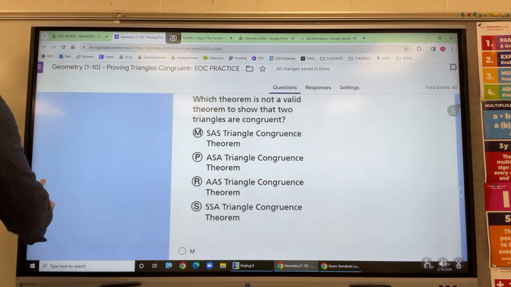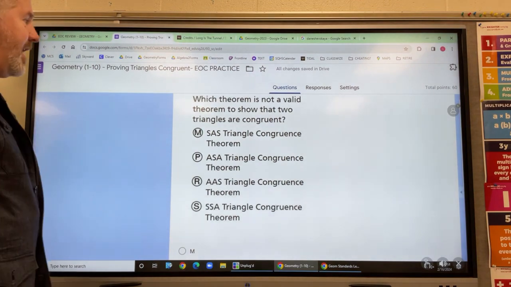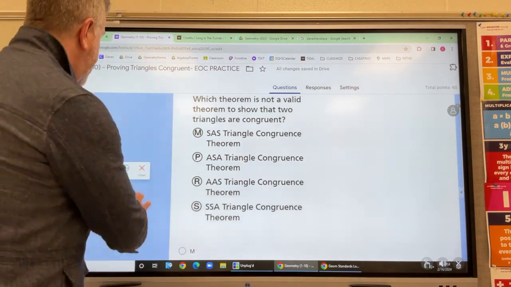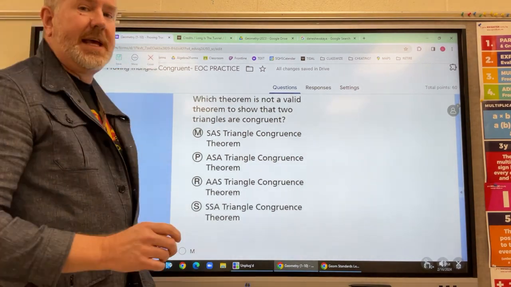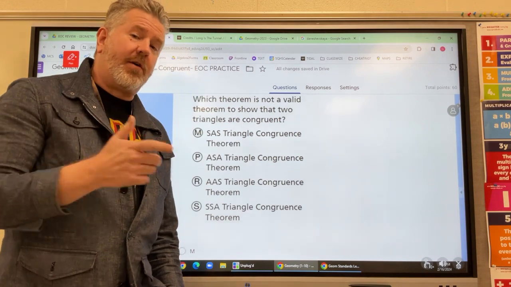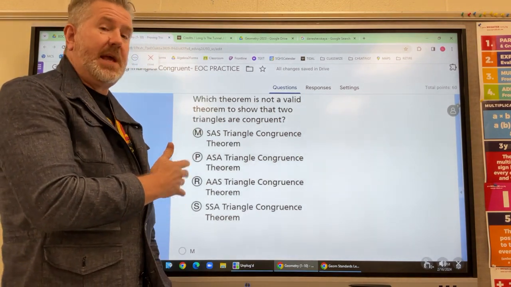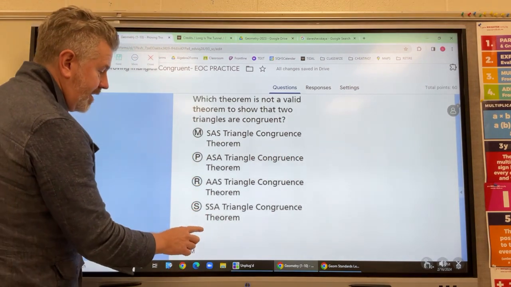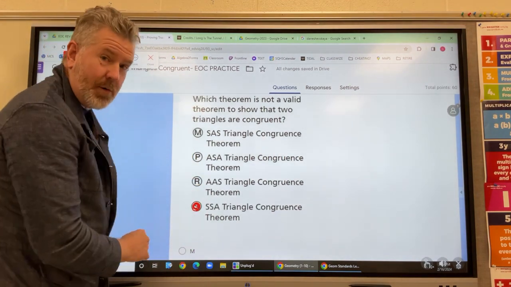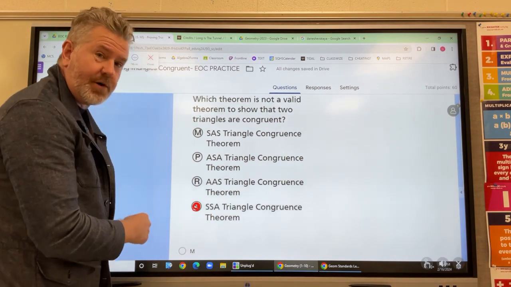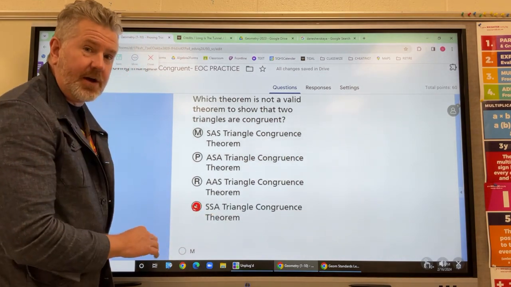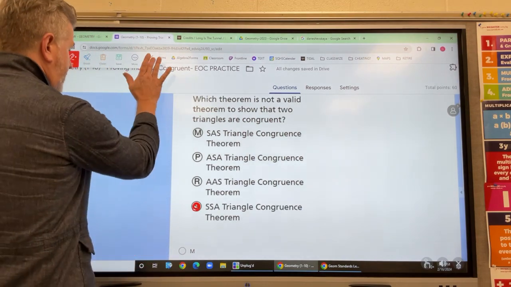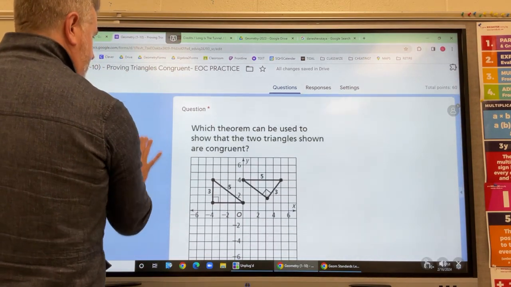All right, which is not a valid theorem to show that two triangles are congruent. Everybody knows this because it makes a bad word. However, for the purposes of creating a test, it's reversed. So, this one is that word I was talking about, reversed. Side-side angle is not a theorem which proves triangle congruence. All right, so moving on here.